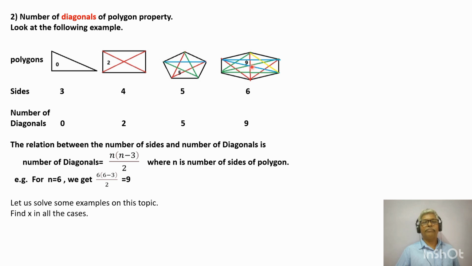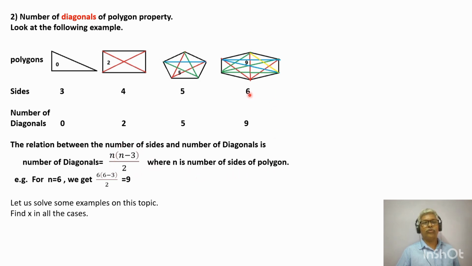Look at it. So we try to find the relation between the number of sides and number of diagonals. See here, it is 0, it is 2 here, it is 5 here, and 9 here. And this is the relation between the number of sides and number of diagonals. The number of diagonals equals n into (n minus 3) divided by 2. This is the relation, where n is the number of sides of the polygon.